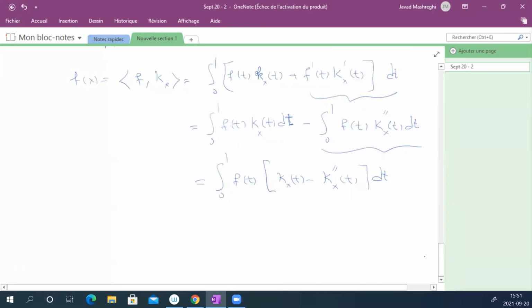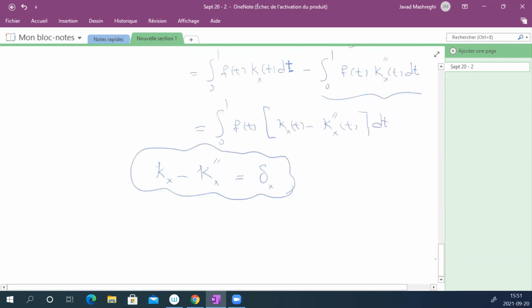In other words, if I compare with what we had before, this is the integral of f with respect to the delta function or delta measure. Our equation this time is kx minus kx double prime is equal to delta x. We have some boundary conditions too, but at this point I'm just worried about the equation and how to find a solution for that.